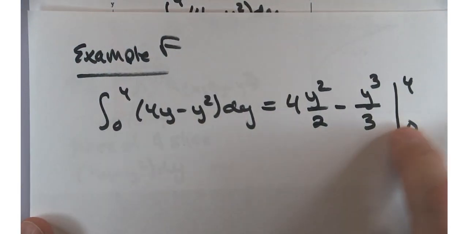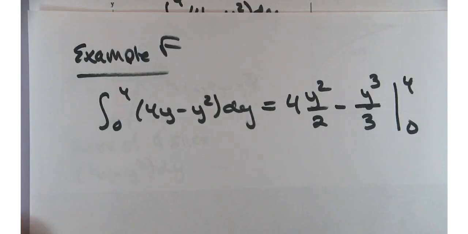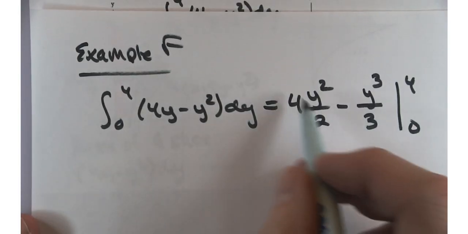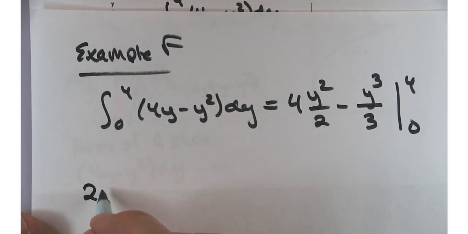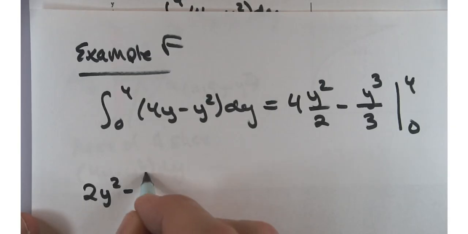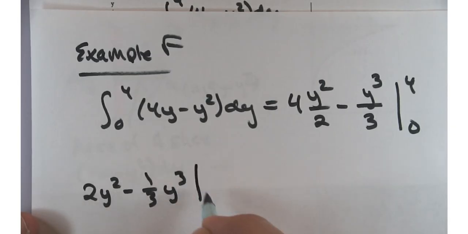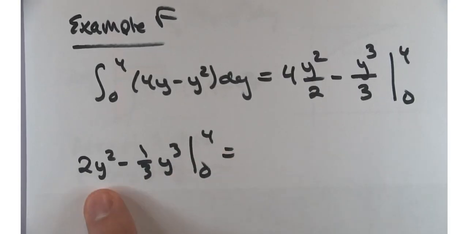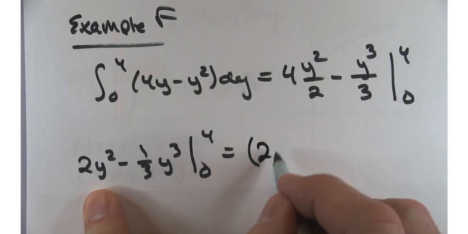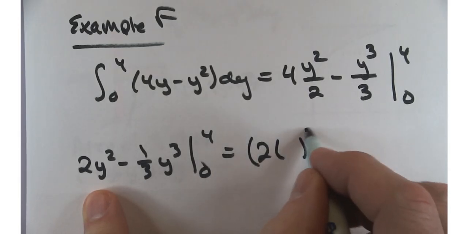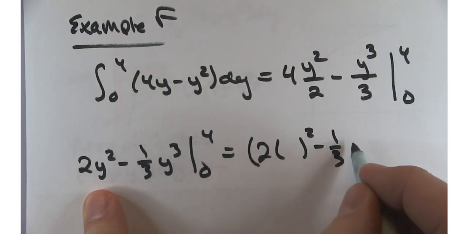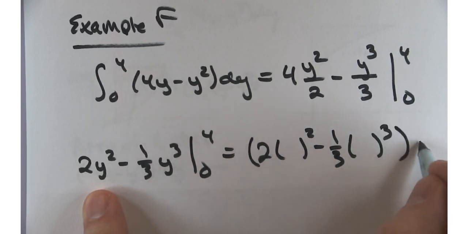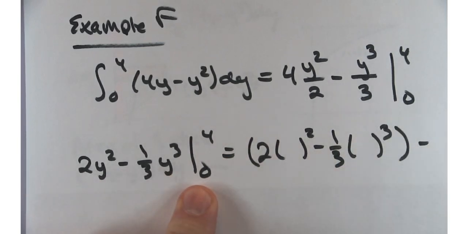Now it's just a matter of evaluating this function at those two endpoints. It's up to you if you want to clean this up a little bit. Maybe we will. That's 2y squared minus 1/3 y cubed between 0 and 4. Put in the top limit. So it's going to be 2 times 4 squared minus 1/3 times 4 cubed minus, well, let's just put in a 0 there, right? Because each of those terms is going to turn to a 0.